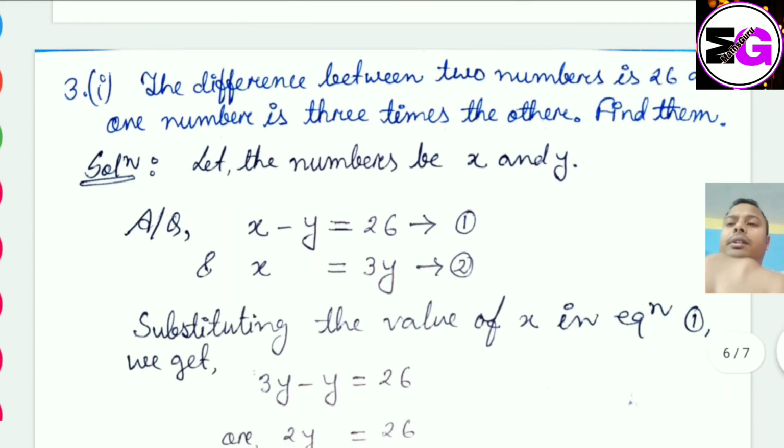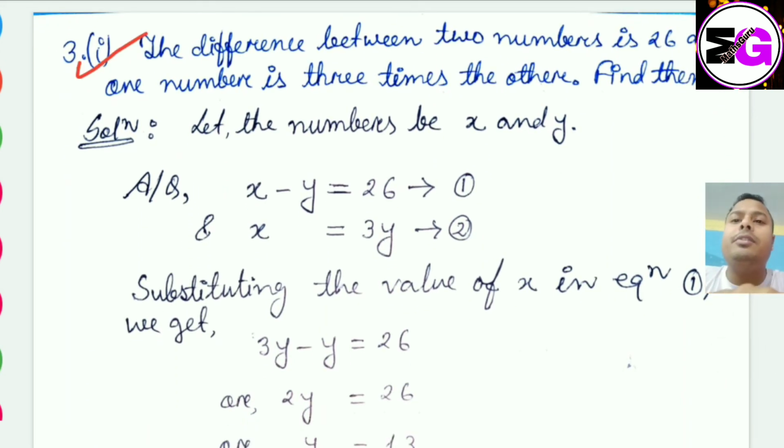Question number 3: the difference between two numbers is 26 and one number is 3 times the other, find them. আমাৰ কি দিয়া আছে, difference between two numbers দিয়া আছে that is 26, আৰু এটা নম্বৰ আনটো নম্বৰতকে 3 times greater বুলি, 3 times ডাঙৰ বুলি আমাৰ দিয়া আছে. আমি নম্বৰ দুটা উলিয়াব লাগে, so let the numbers be x and y.